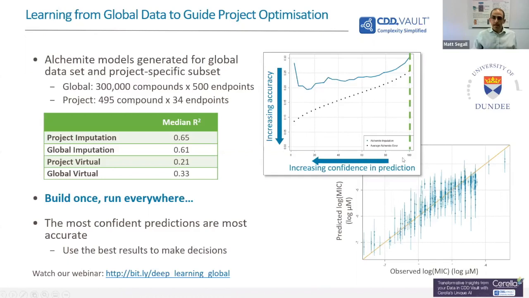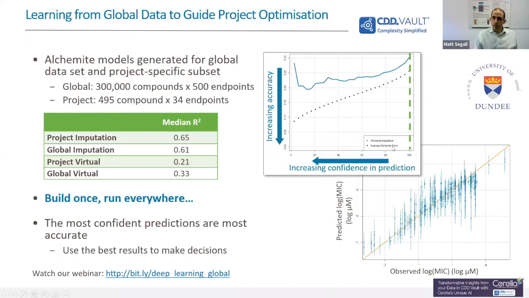And here at the top, I'm showing a graph where for 100% of the data set, you can see the accuracy, which is the root mean square error of about 0.3 log units. But as we move from right to left along this axis, what we'll do is focus on the predictions that the model has the greatest confidence in, the smallest error bars. And what you can see here with this blue line is that the accuracy increases, that the root mean square error goes down.